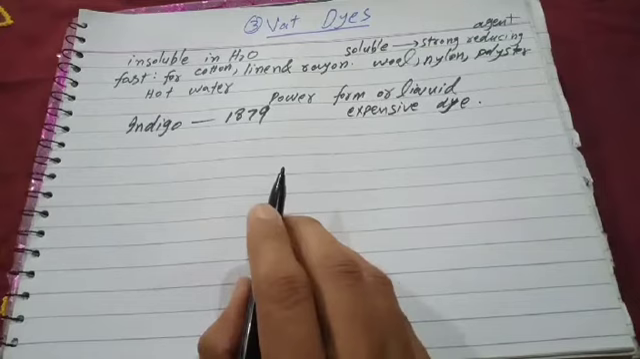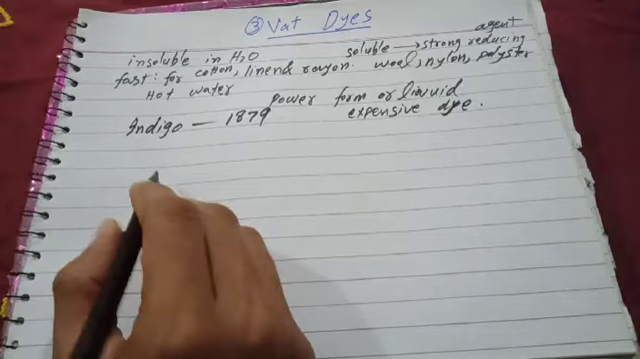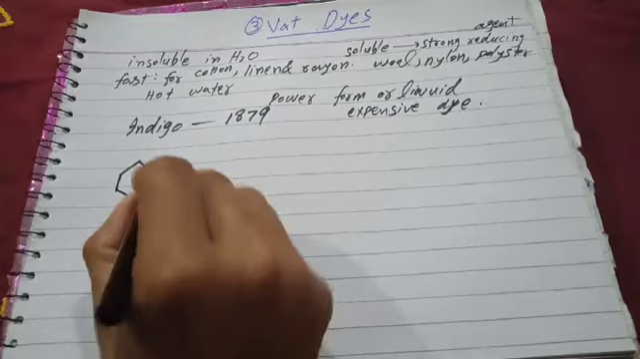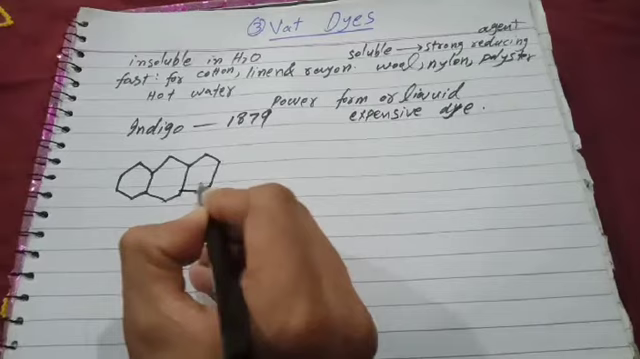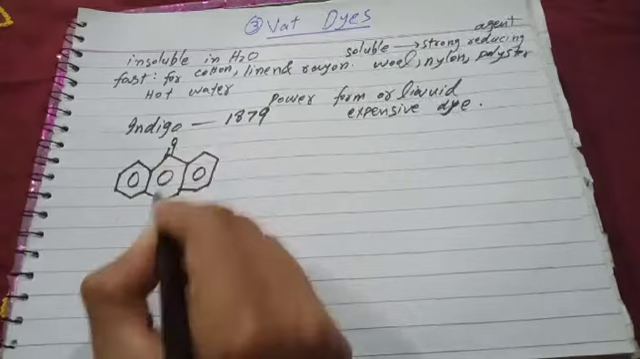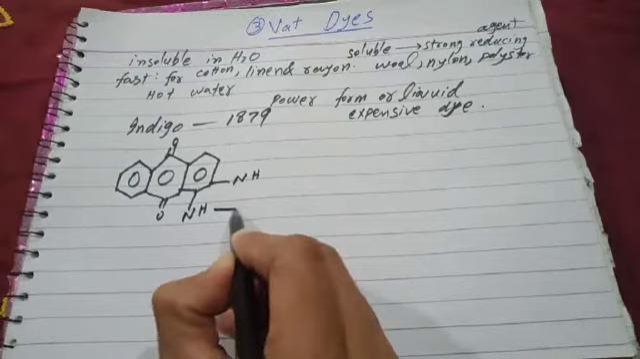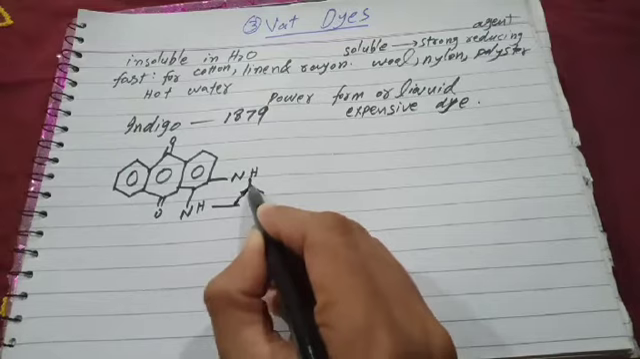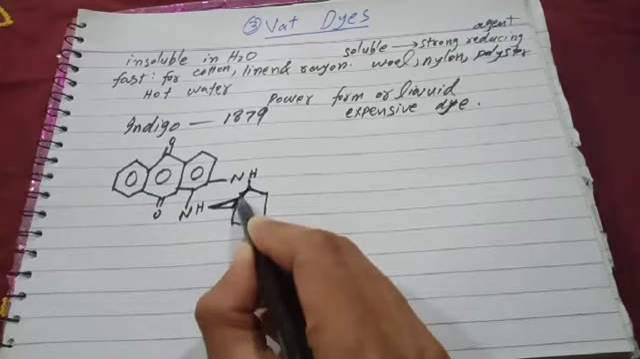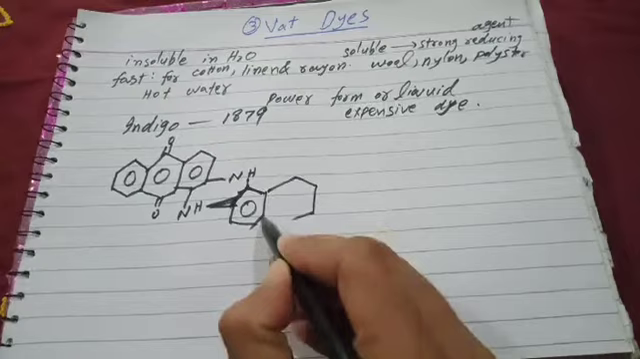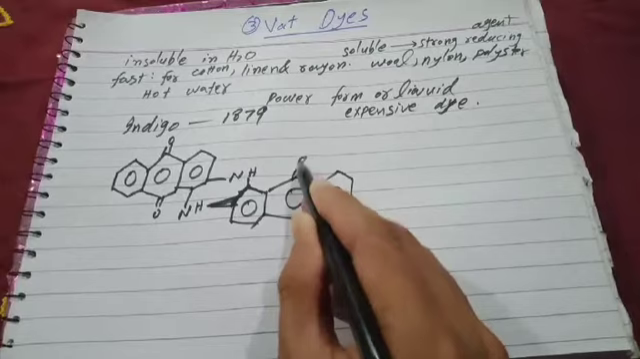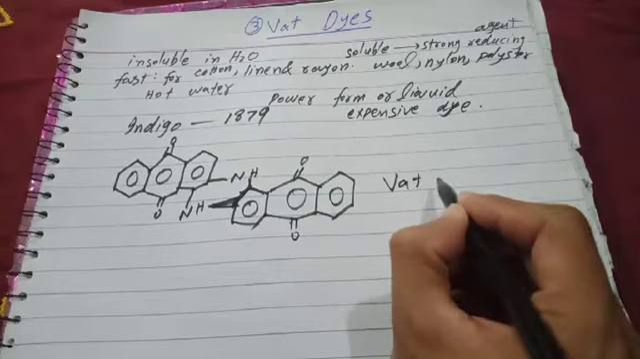Vat Blue 4. Now make the structure of Vat Blue 4. First we make three benzene rings on the upper side and then the down side. In the middle, the benzene ring has two oxygens, then NH, here is NH, it connects with this carbon bond. Double bond O, double bond O. So this is the structure of Vat Blue 4.